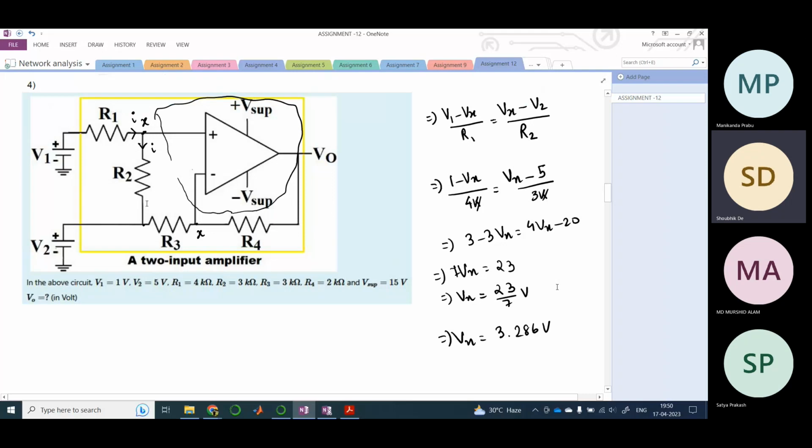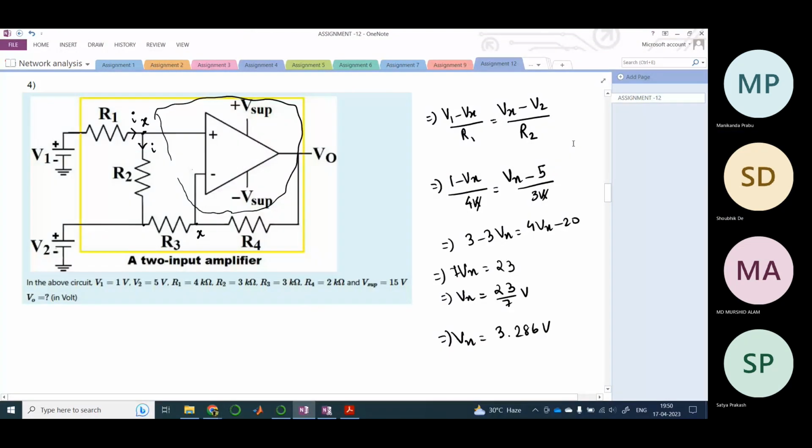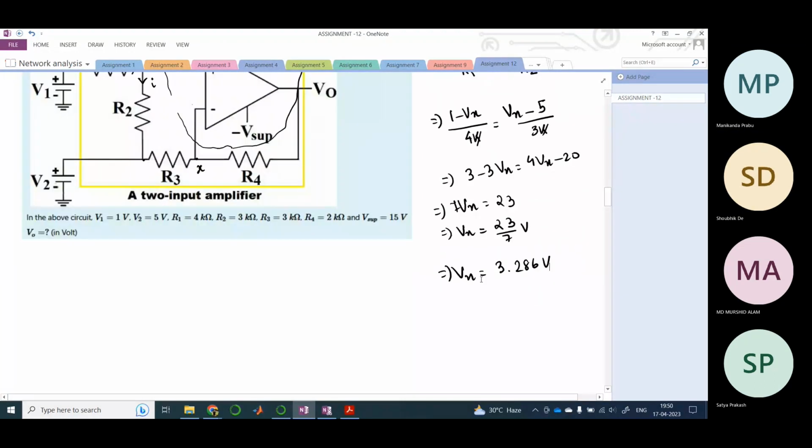Did you understand how we calculated Vx? If you have doubt, please do ask here. I'll just stop because after that the problem is simple. Did you understand how we calculated Vx till this point? Hello. Okay, fine.